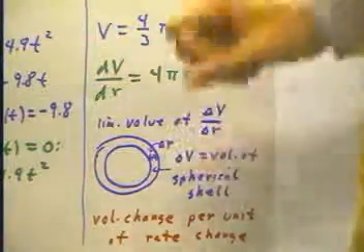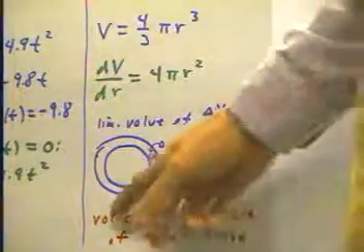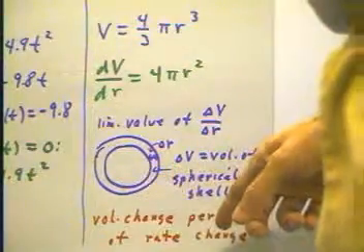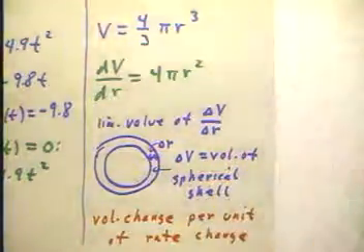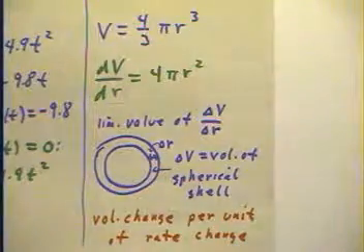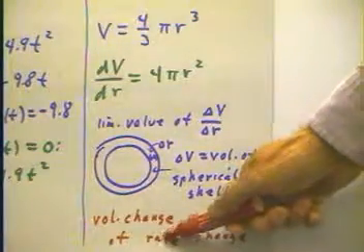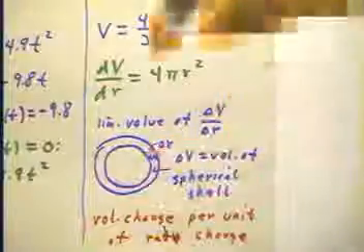And of course we divide that by the delta r. Again, we call that the volume change per unit of radius change. It's not rate, it's radius. So change that t to a d, get rid of that.